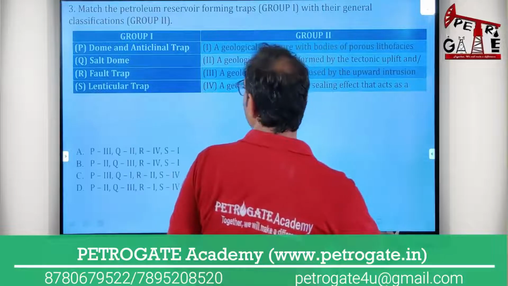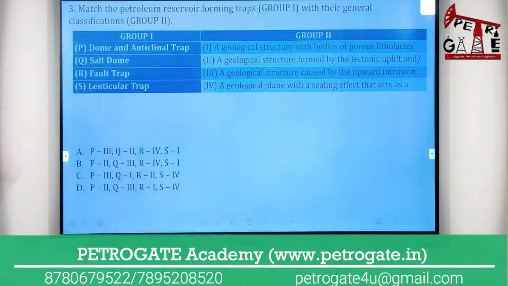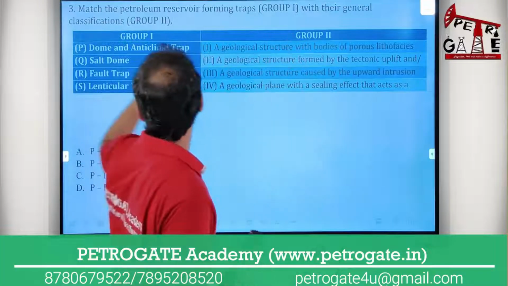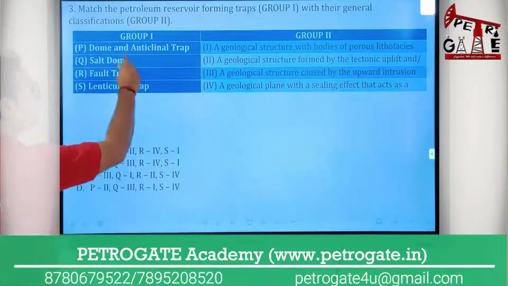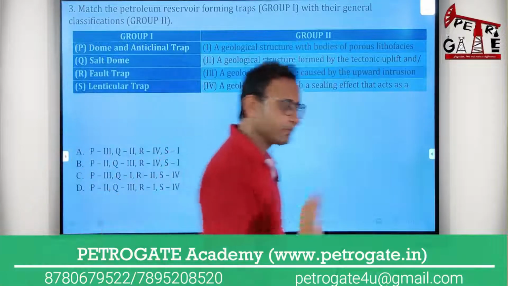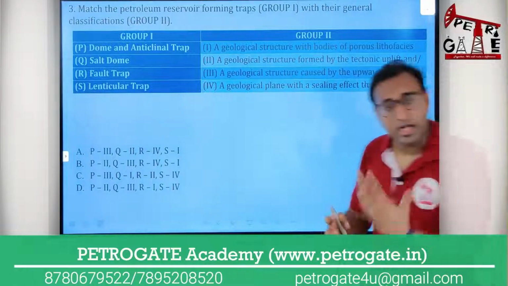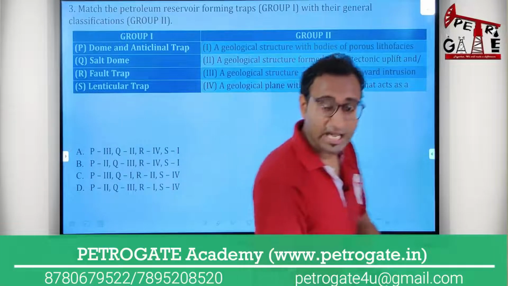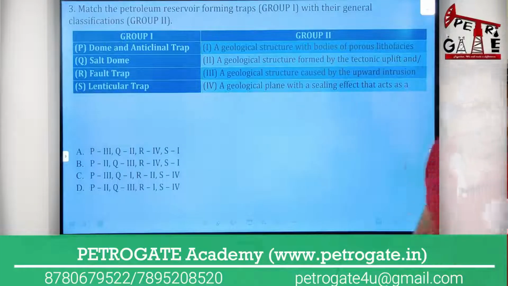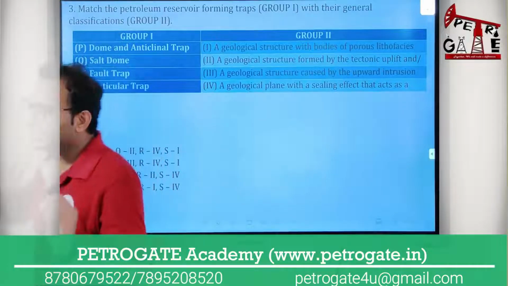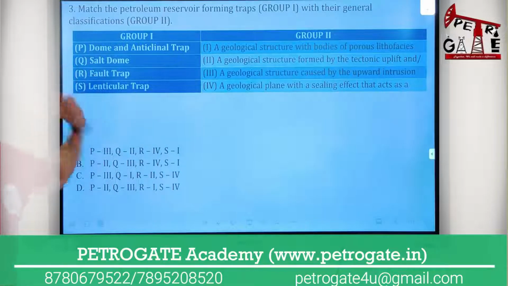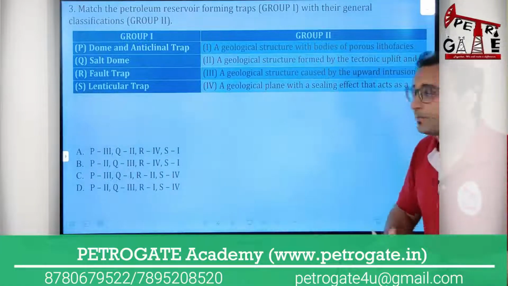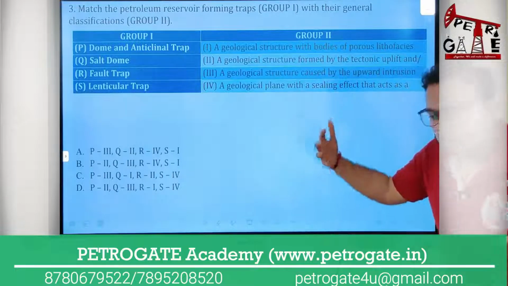Now the question is, sir, I have to match the following here. Match the petroleum reservoir forming traps in group 1 with their general classification in group 2. Group 1 is telling us what kind of trap you are having. In our lecture series we have discussed all kinds of traps, like structural trap, fault trap, stratigraphic traps. We have discussed a number of traps already, but now all the major traps have been given in group 1. What kind of trap these form and how these traps look is given in group 2. So I want to match the following now.